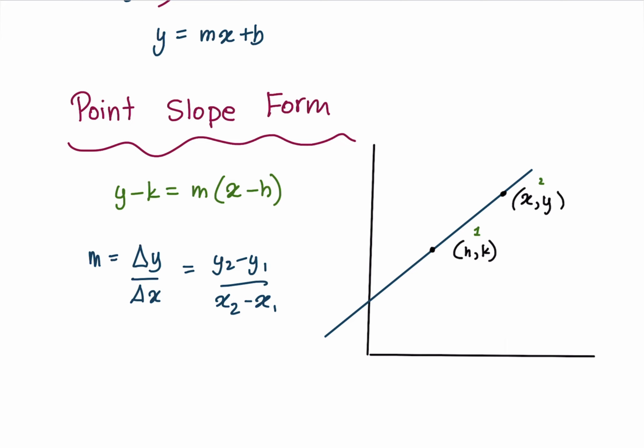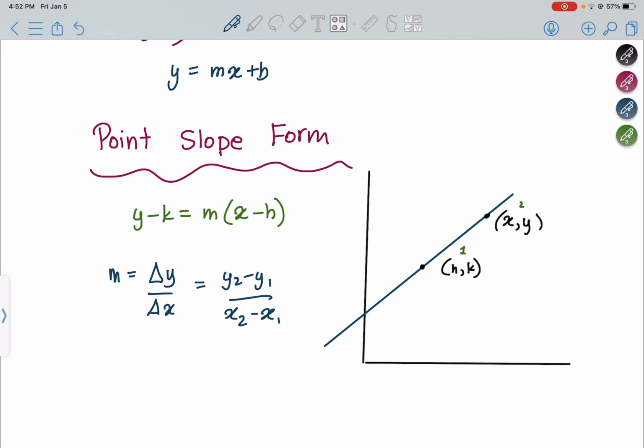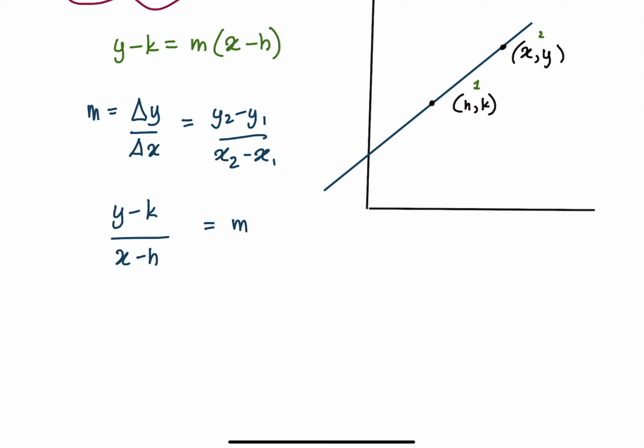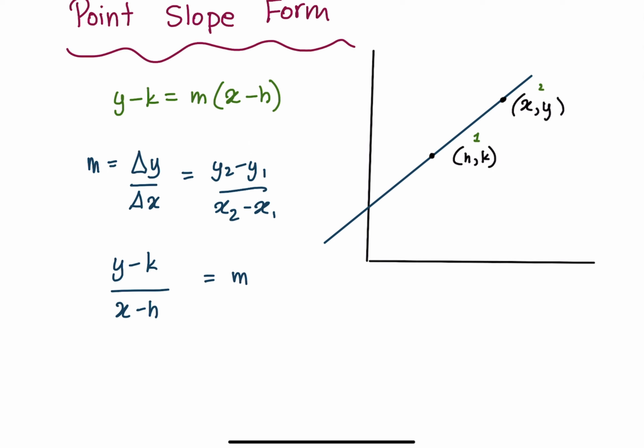So let's go ahead and substitute that in. That would give us y minus k divided by x minus h, because x and y are our second point, and then h, k is our first point. So that would give us this as the slope. So we have m is equal to y minus k divided by x minus h. Now, it's pretty simple from afterwards.